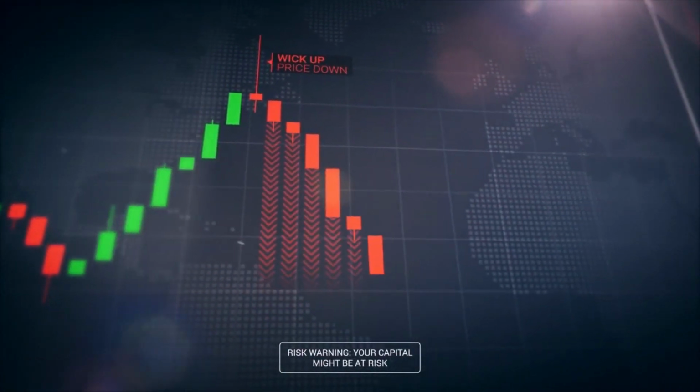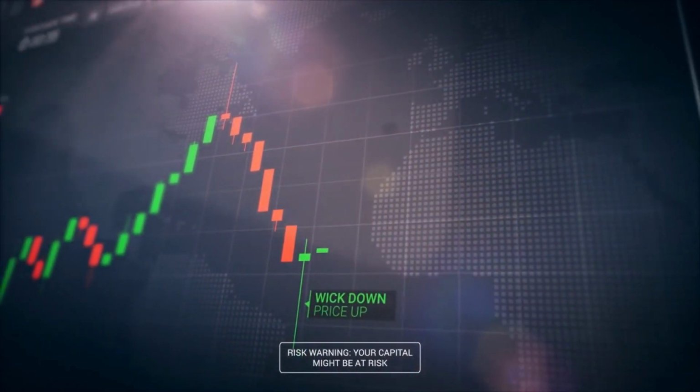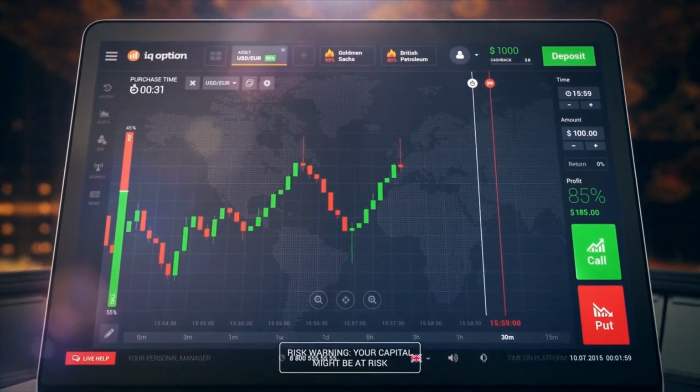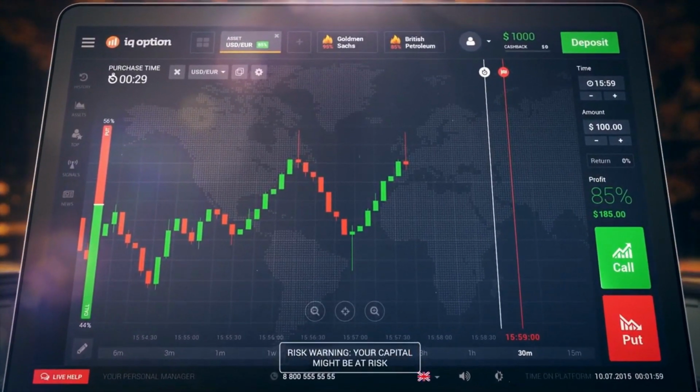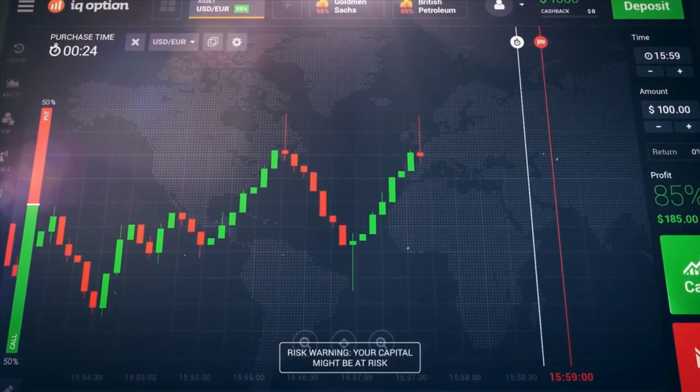If the wick of a pin bar points up, the price is predicted to go down. If the wick of a pin bar points down, the price is predicted to go up. Traders consider an ideal reversed pin bar a candlestick with two comparable obligatory criteria.